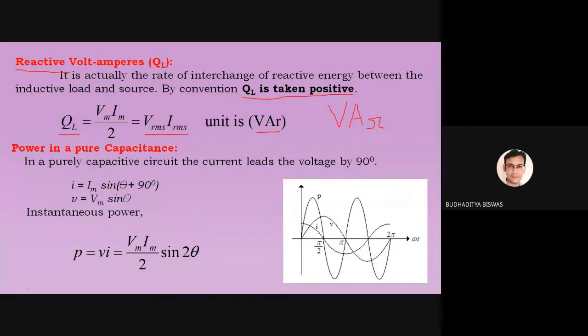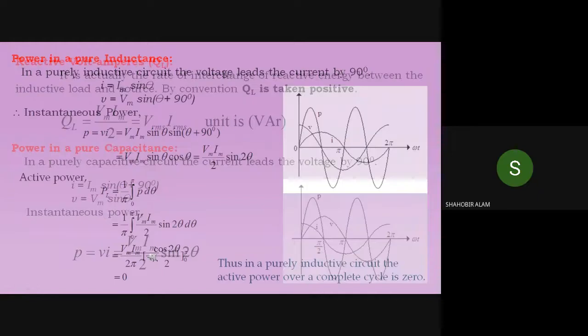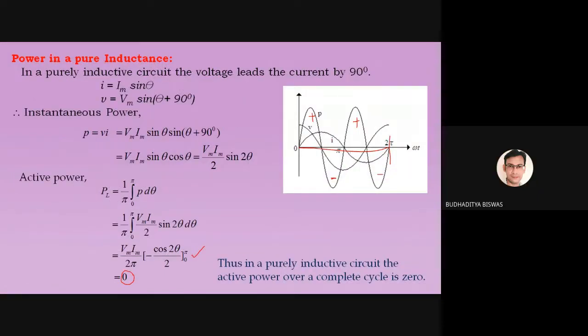Sir, why is QL equal to VmIm by 2? Oh, that one. If you take the power consumption by the inductor in this half cycle, up to this point, it will be pi by 2. So 2 by pi, integrating 0 to pi by 2, Vm Im by 2 sine 2 theta d theta, then you will get this one.